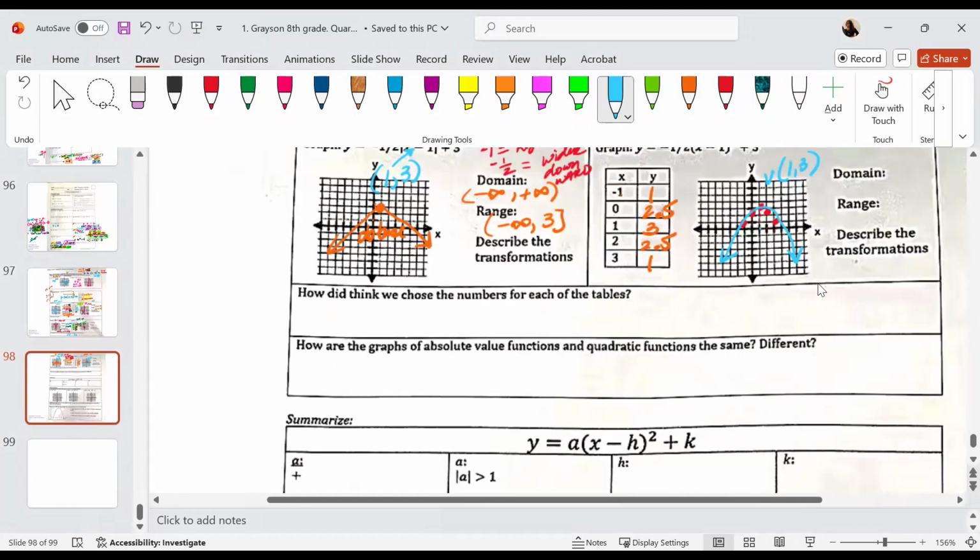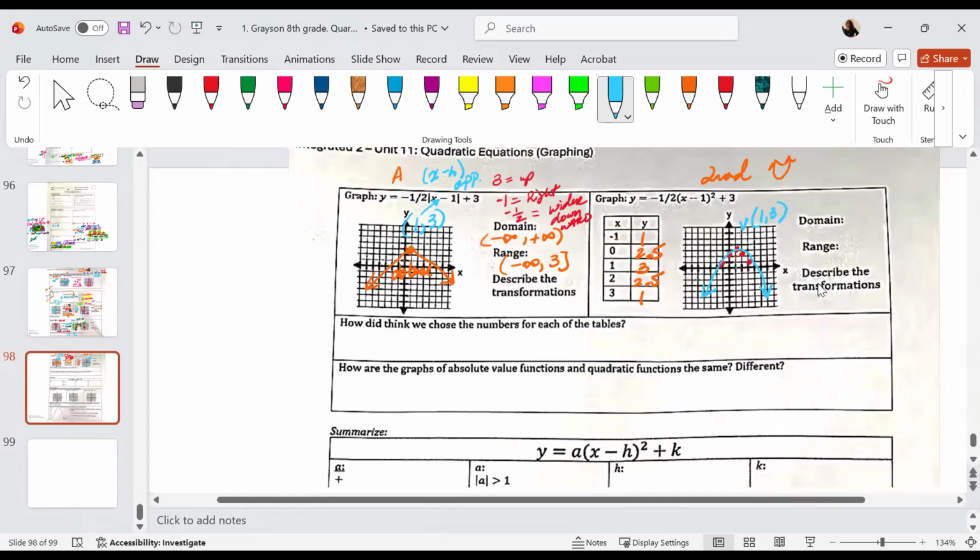All right, so how do we think we choose the number for each of the tables? Well, do you see how with the numbers, you always have a negative and then a positive, right? And do you see how these numbers I'm highlighting, -1, 1, 3, 1. Do you see how the 1 repeats in the y value? It does that on purpose because that's where you have the U coming up, correct? It's going down, then going up again.